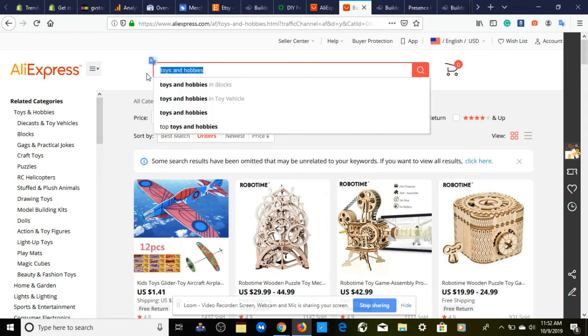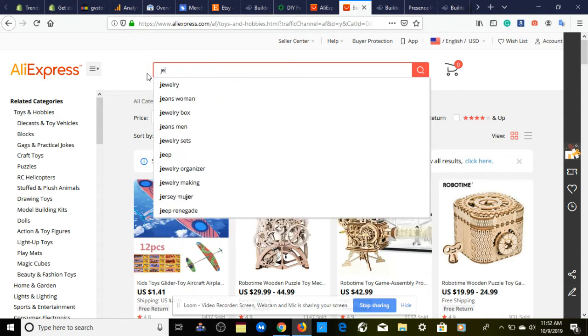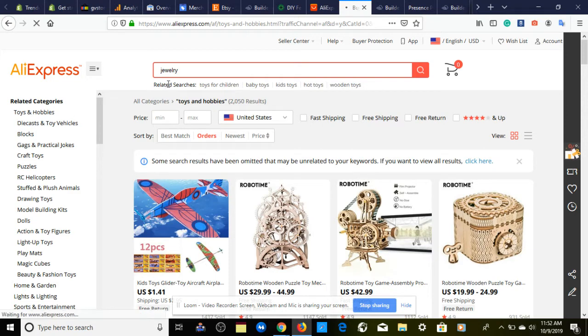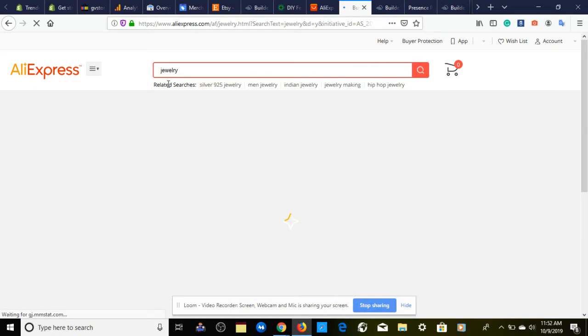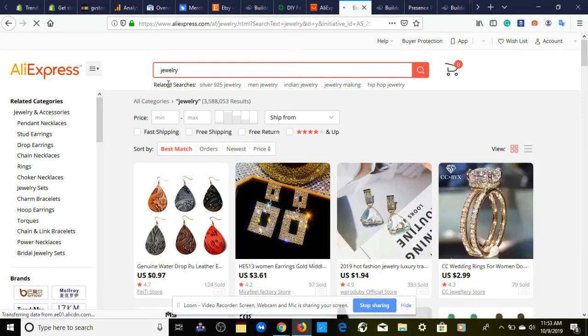But moving on to the next niche which I have for you, which is jewelry. Let's let this load up here for a second. Bear with me. Make sure you stay all the way to the end so you can definitely get ahead in one of these 5 niches that I'm about to show you.